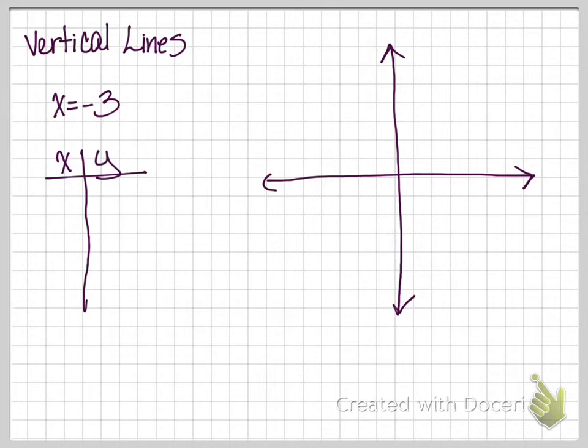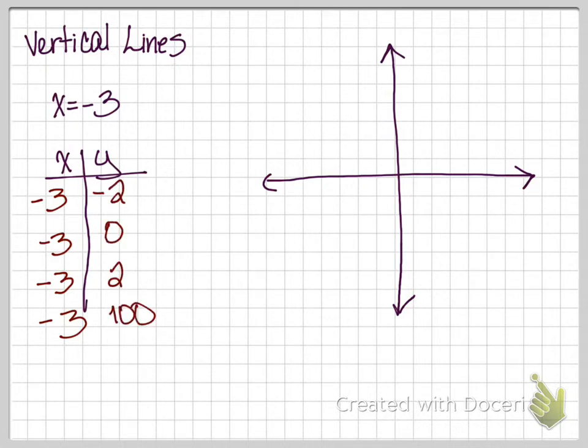A vertical line is when every single one of my x values is the same. What are every single one of my x values here? Negative 3. And I have infinitely many points on this line. So every single x value on this line is negative 3. What are my y values? Anything. They can be a negative number. They can be 0. They can be a positive number. They can be anything. But every single one of my x values is negative 3.